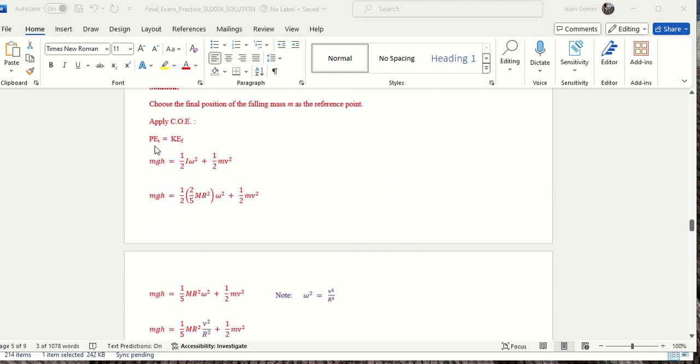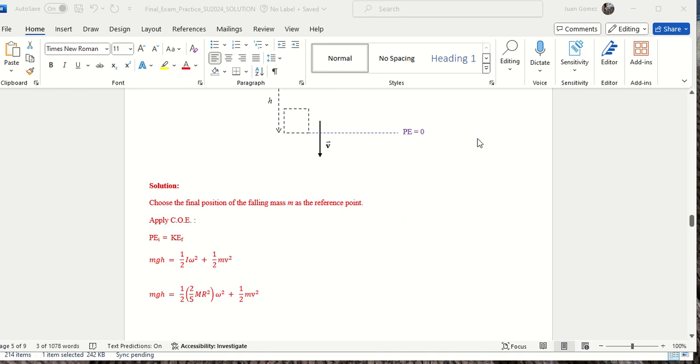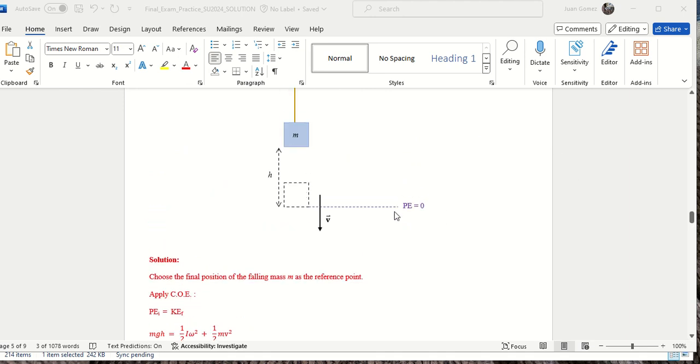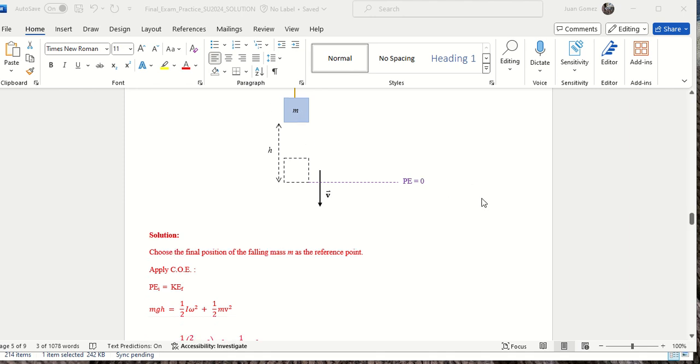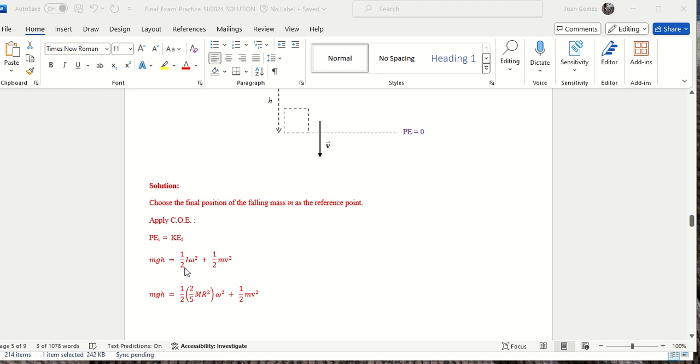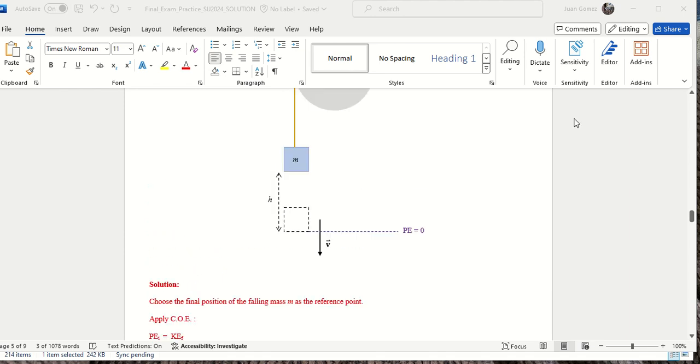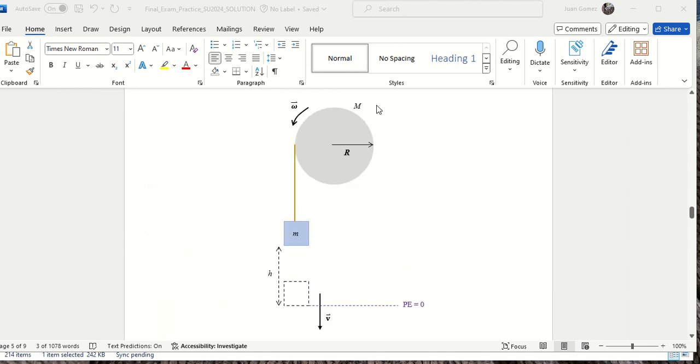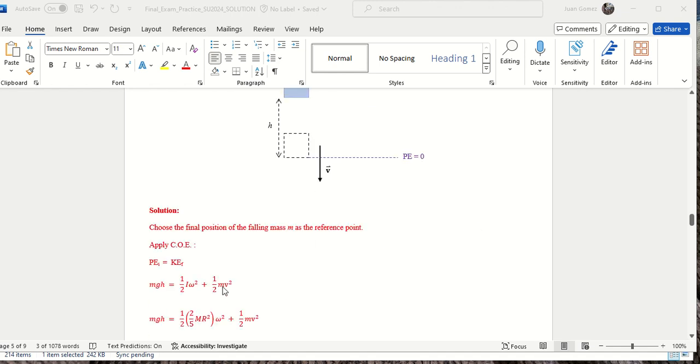So PE initial is little m g h. Remember, the final potential energy of the falling mass, we're setting that to be our reference point. So the initial PE is mgh. Now the final kinetic energy: 1/2 I omega squared, that's the rotational kinetic energy of the sphere, and then 1/2 little m v squared, that's the linear kinetic energy of the falling mass.